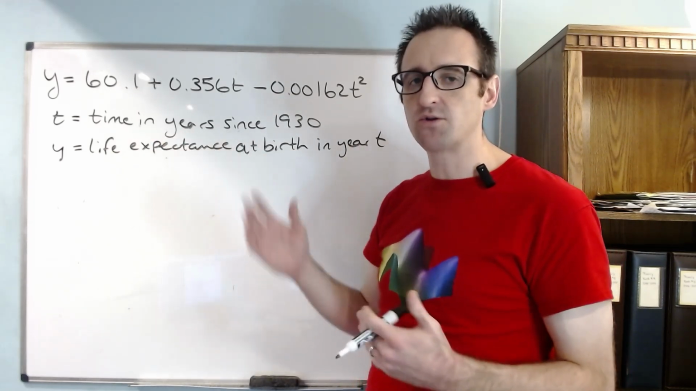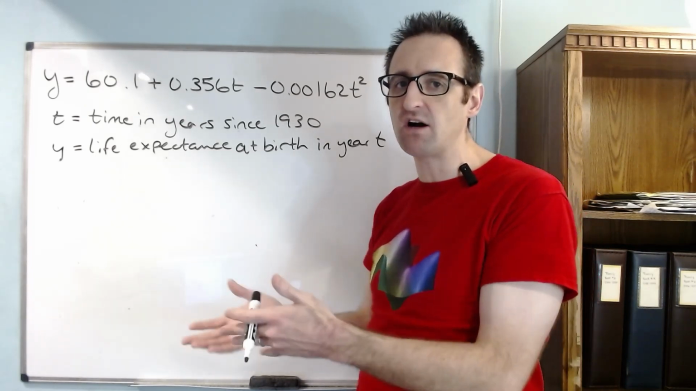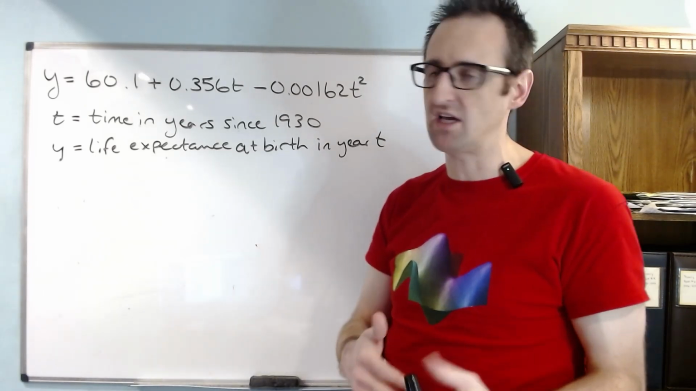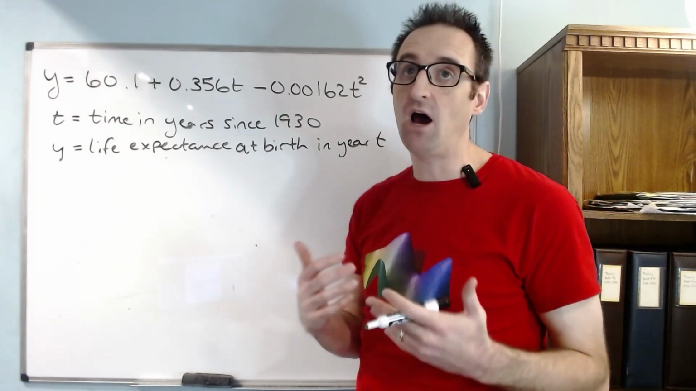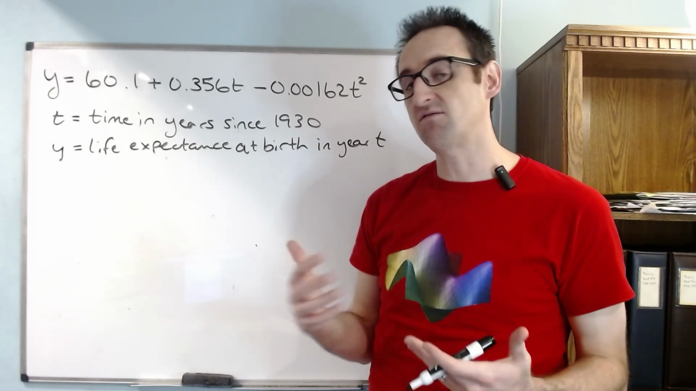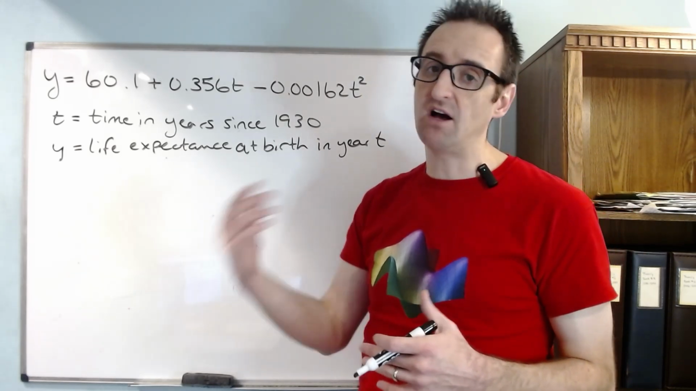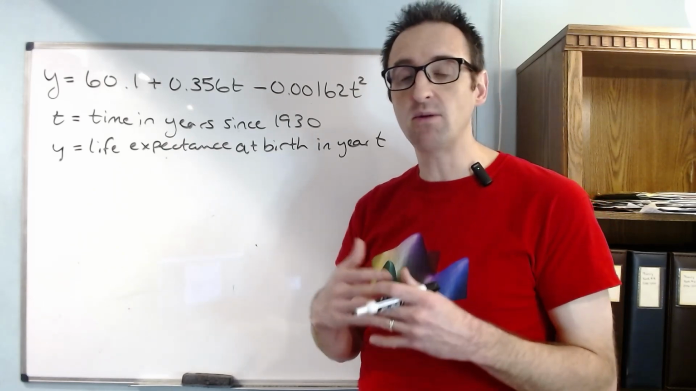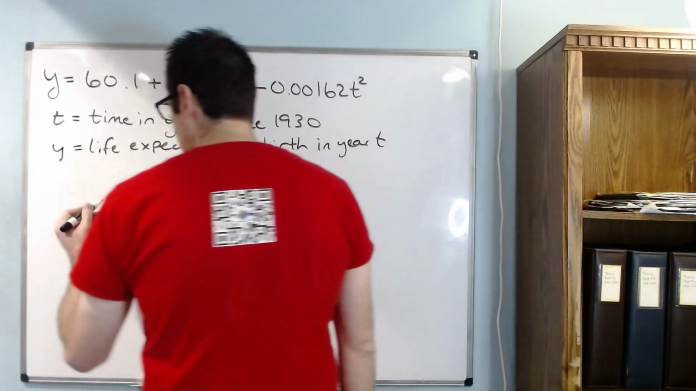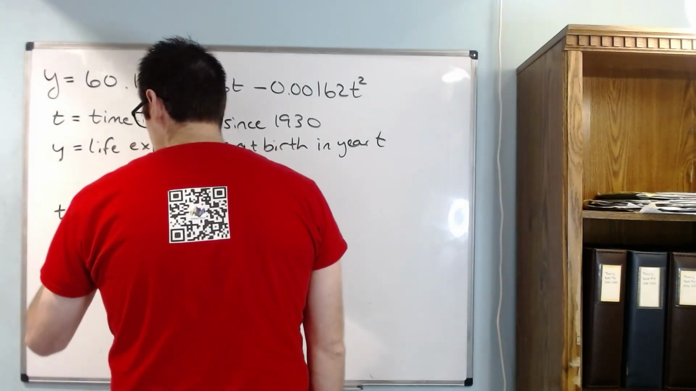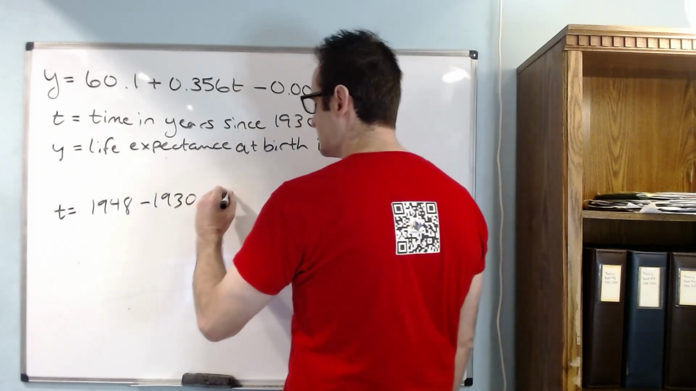If we want to use this model to approximate the life expectancy in 1948, we have to first find the t value that corresponds to 1948. Since the t value is the time in years since 1930, we need to find out how many years since 1930 that 1948 was. To do that, we simply subtract the value of 1930 from the value of 1948, and that'll give us how many years elapsed between those two, or the difference of years in that time frame. So our t value here is going to be the 1948 year minus the 1930 year, which produces 18 years.